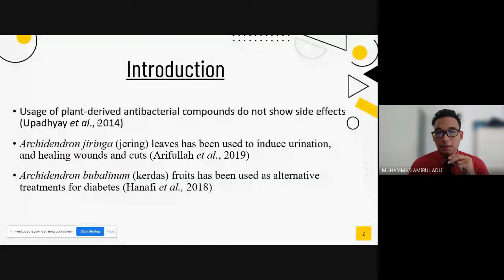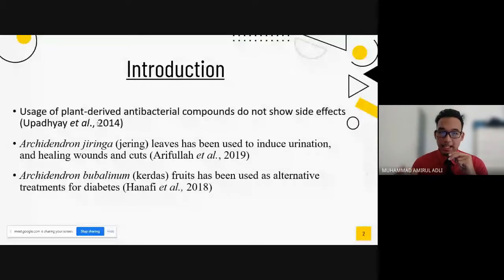The search for natural antibacterial compounds in the past 15 years has been gaining traction due in part to the usage of plant-derived antibacterial compounds that do not show harmful side effects when compared to existing synthetic antibiotics such as chloramphenicol and penicillin. In this study, there were two plant species that were studied.